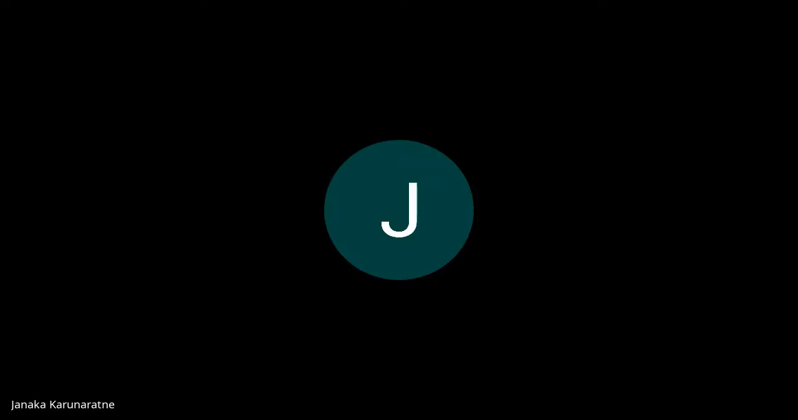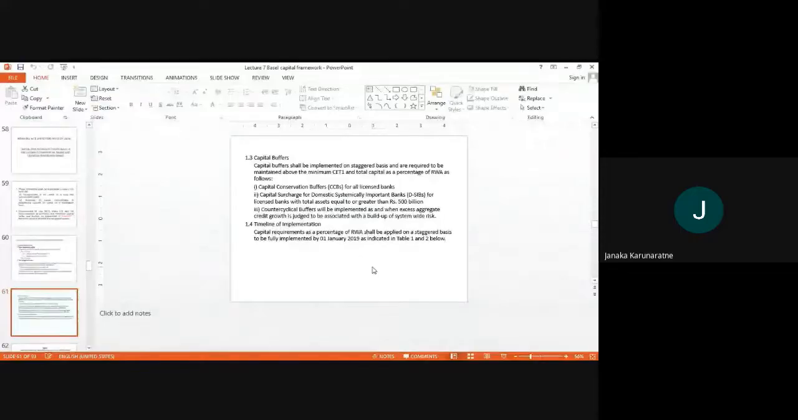Can you see now the slide, capital buffers? So nothing can be seen. Okay. Can see now. Okay, capital buffers? Can see now, no?